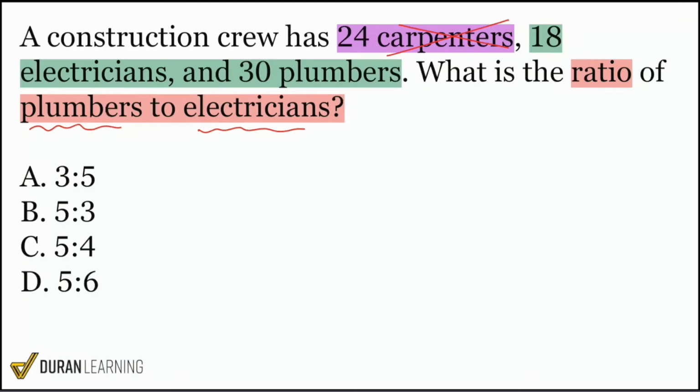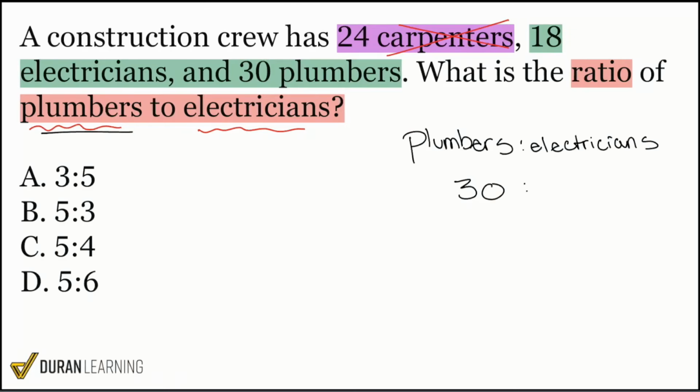All we need to be careful about is writing things in the right order. Check it out. So I want, again, plumbers first, and then electricians second. So let's go ahead and write that out. All right, everybody. So what value represents plumbers? That's going to be 30. Again, don't just read the first number because it's the first word. This is 18 electricians, and this is 30 plumbers. So I'll go ahead and write 30 in place of plumbers. And then what value am I going to write in place for electricians? Yeah, that'll be 18. So there we go. Our ratio is 30 to 18.